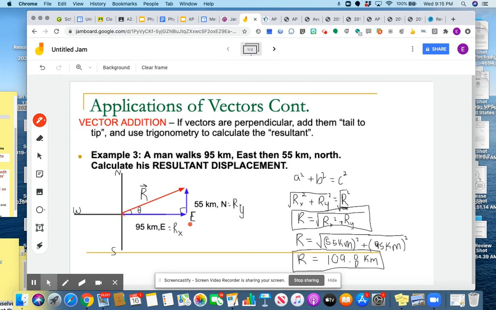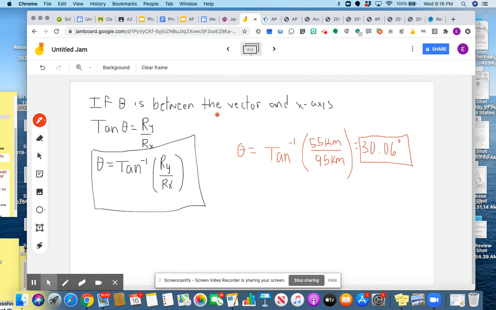Another way to think about it is from due east, the man walks north. So it's north of due east. So again, the angle here is measured between the vector and east. So east comes second in our label. So our complete direction would be 30 degrees north of east.